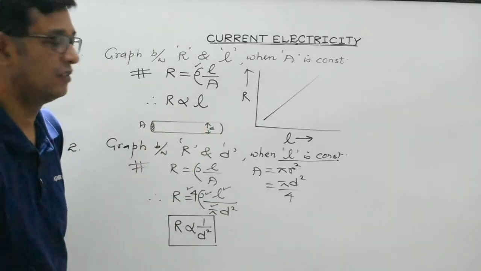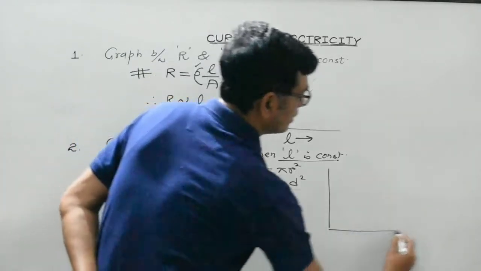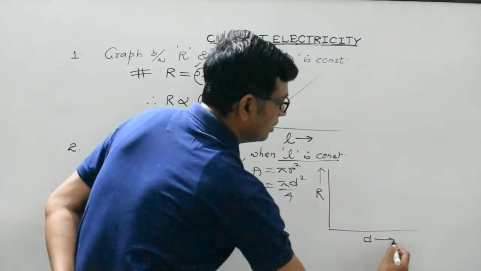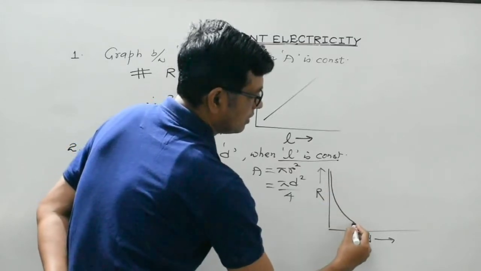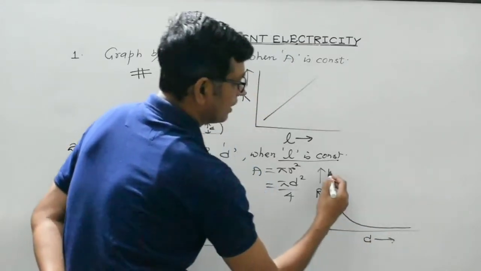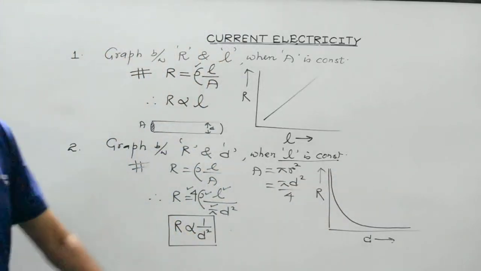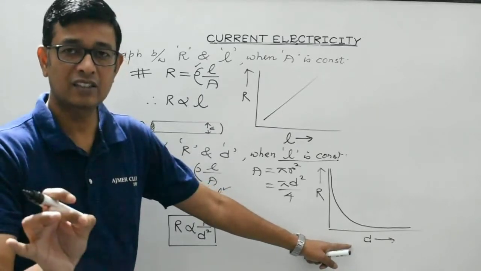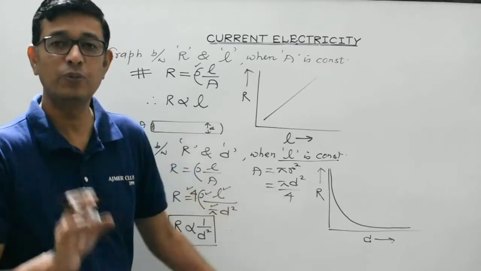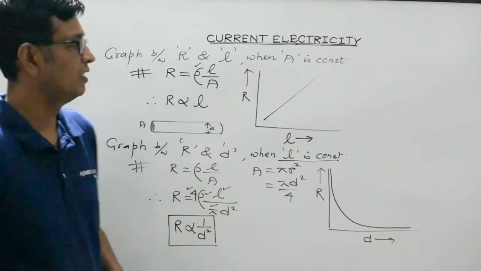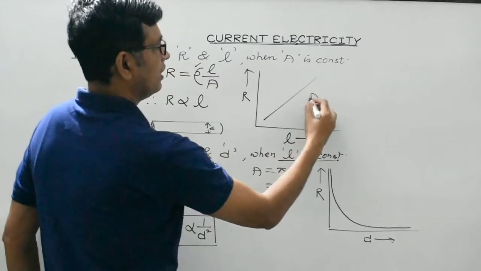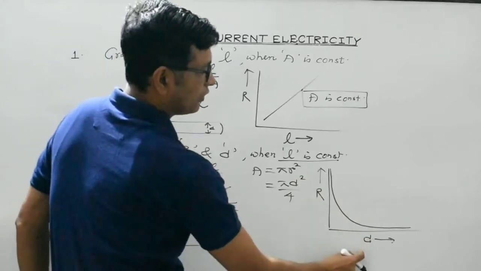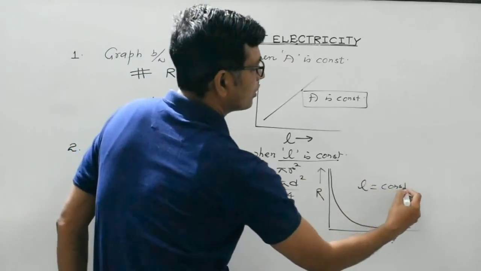So it will be a curve. So the graph would be like this. This is resistance, and students, this is suppose the diameter. So it will be like this. It will touch at infinity on both the axes. So this shows the variation of resistance with the diameter of a given wire in case the length of the wire is assumed to be constant. This graph is valid only when L is constant.